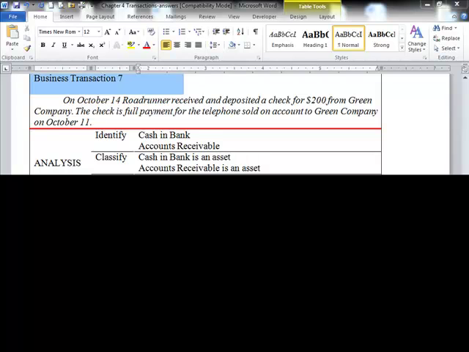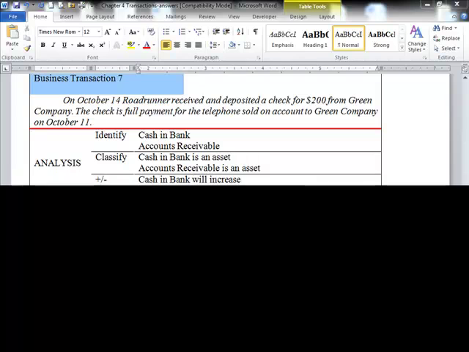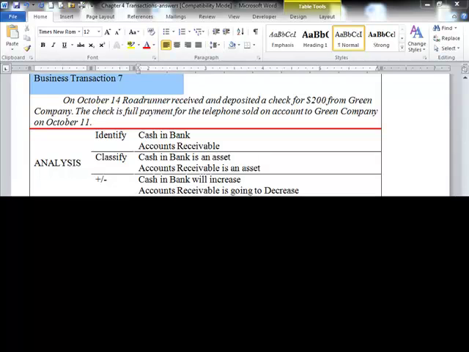The plus or minus on these sides, well, we received a check. You can see that right there in the sentence. The word received tells us that it's going to increase our cash. And because the Green Company is paying us off, and in transaction number 5 that was actually an increased account, accounts receivable is now going to decrease, or in this case actually disappear. Green Company won't owe us any more money.